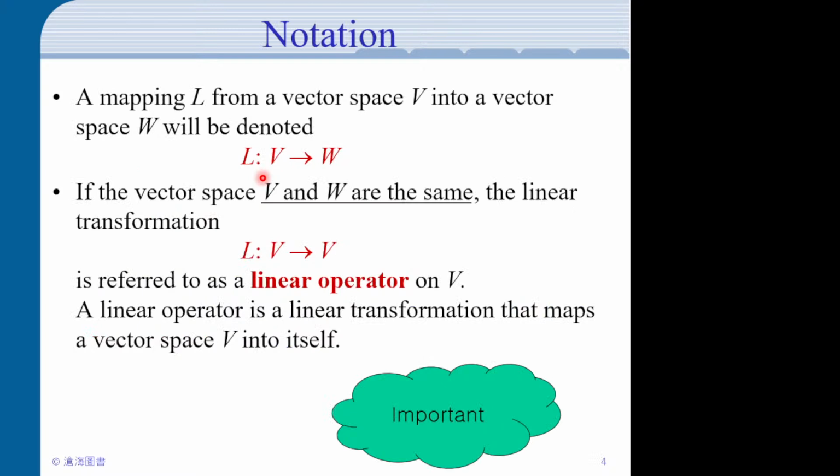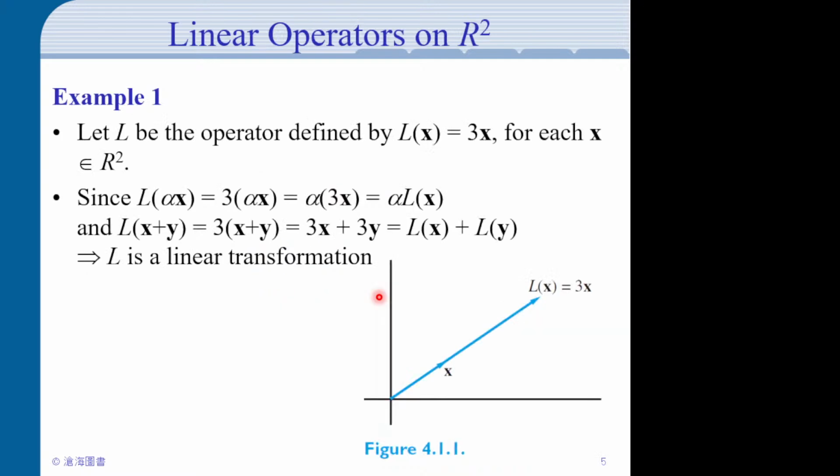Okay. And we have another name. If our starting space and the end space are the same, which is a little special, so you are doing something on this space V itself, then we call it a linear operator. So you transform something on V to another thing on V. And so now we see examples of a linear transformation or linear operation.